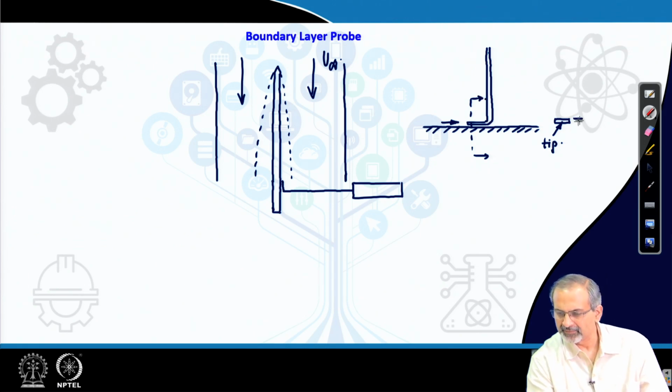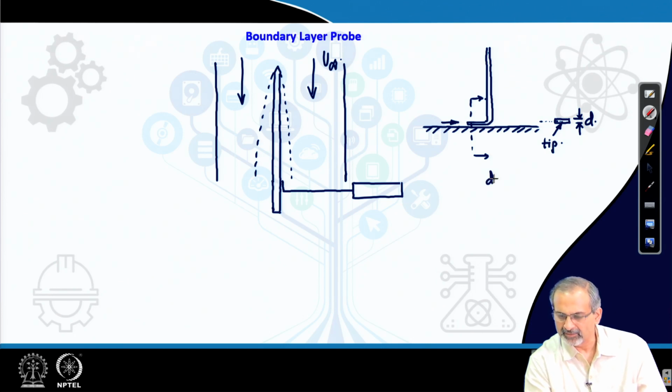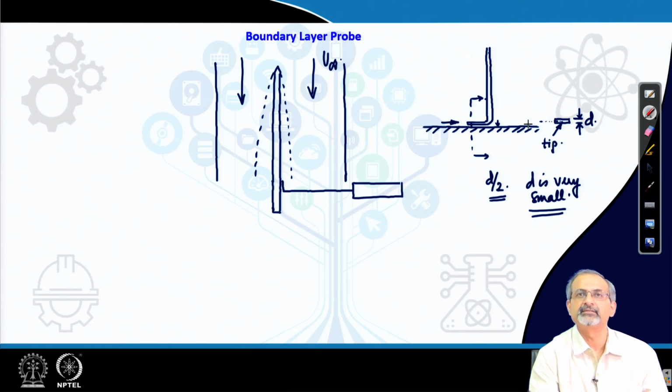Now, if this is very, very thin, let us say this dimension is d, the closest that the center line of that tip can reach the wall is d by 2. That means, once it touches the wall, it will be at a distance of d by 2 from the wall. That is the basic idea. The fact that d is very small would mean that the probe will really reach very close to the wall, in the sense of the center line of its tip.